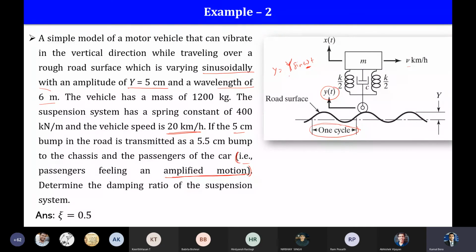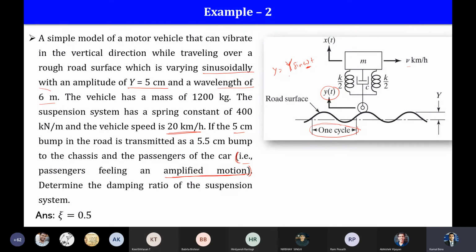Here it is basically 5.5 by 5. The unit doesn't matter because the same unit will cancel out. On the right hand side, the unknowns are r and zeta. You have to find zeta. r is the forcing frequency by natural frequency. Natural frequency is root of k by m. k is given, m is given: m is 1200 kg and k is 400 kilonewton per meter. Be careful about the unit.